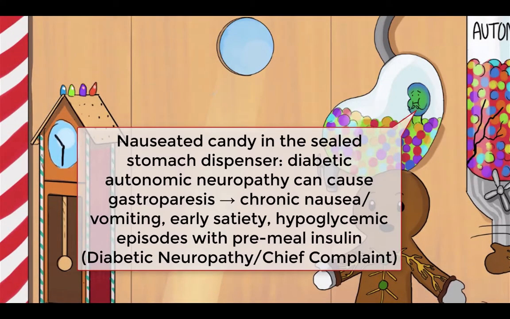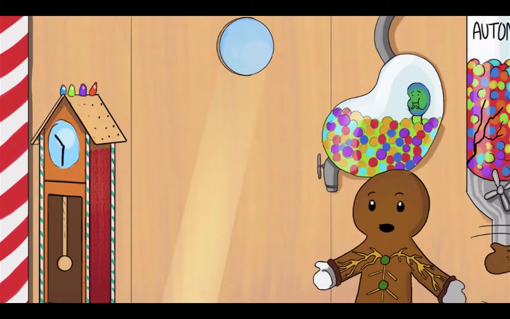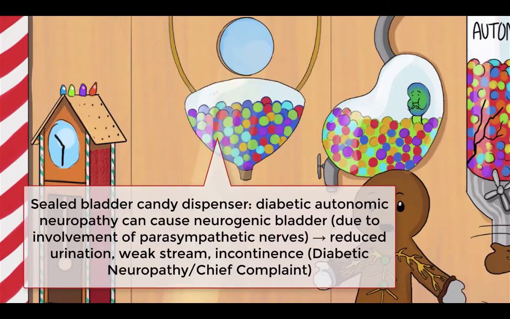Autonomic neuropathy can impair gut motility and cause gastroparesis, presenting with chronic nausea and vomiting and early satiety. Delayed gastric emptying can also lead to hypoglycemic episodes if insulin is administered prior to meals, since digestion and absorption are impaired. Involvement of parasympathetic nerves can also cause neurogenic bladder.